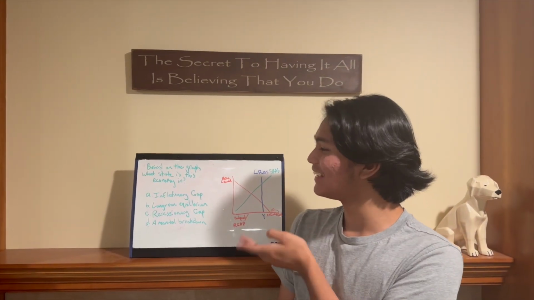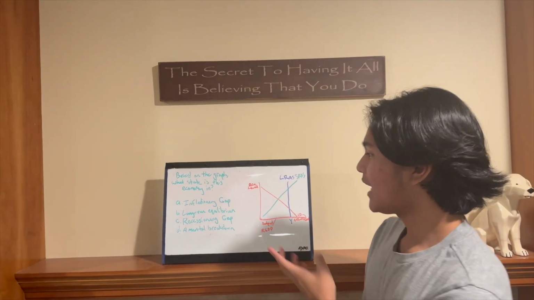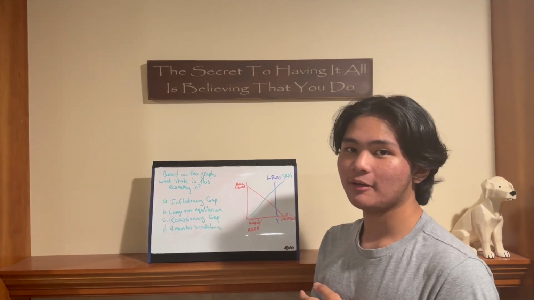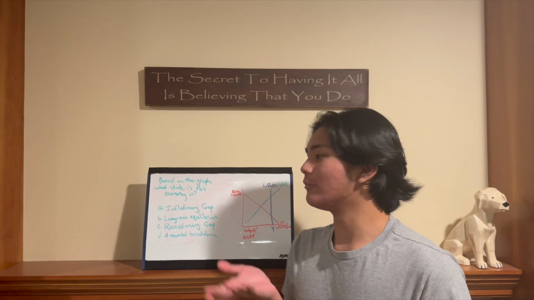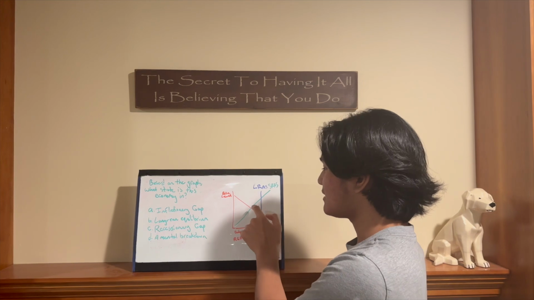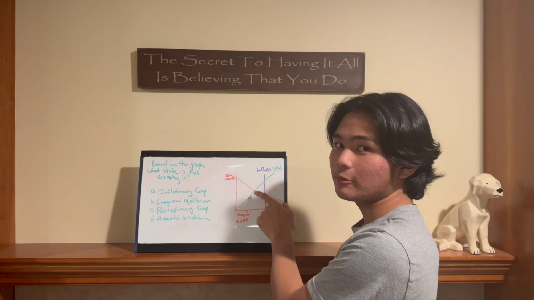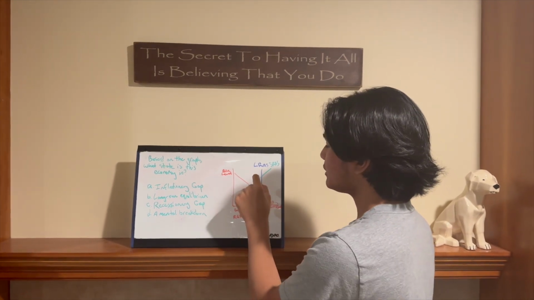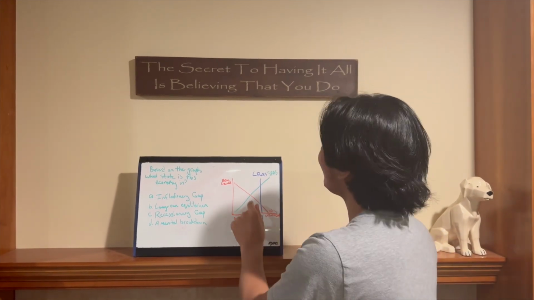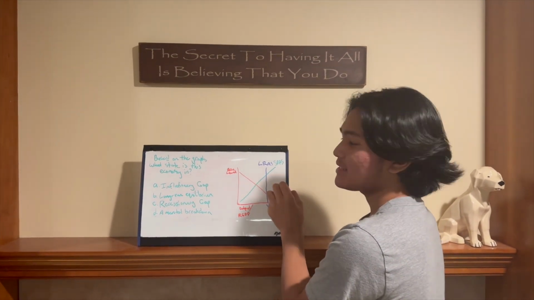So for the next MCQ, we're going to be doing this one. It says, based on the graph, what state is this economy in? A, an inflationary gap, B, a long-run equilibrium, C, a recessionary gap, or D, a mental breakdown. Now, we could go all over what these answers mean, but basically what we can infer from this graph is that the point at which aggregate demand and aggregate supply intersect is the equilibrium. When the equilibrium is to the left of the long-run aggregate supply curve, it is a recessionary gap. And when the equilibrium point is to the right of the long-run aggregate supply, that's an inflationary gap.